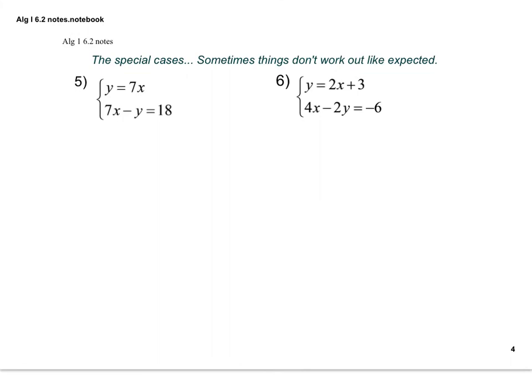All right, so number 5, we have y is equal to 7x. Again, like we've done before, I'm going to take that 7x and plug it in for y right there, and so I have 7x minus 7x is equal to 18. And we have a problem. I've got 0 is equal to 18. And folks, that can't happen. I have no solution.